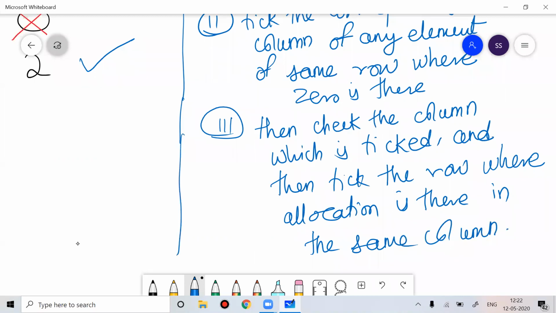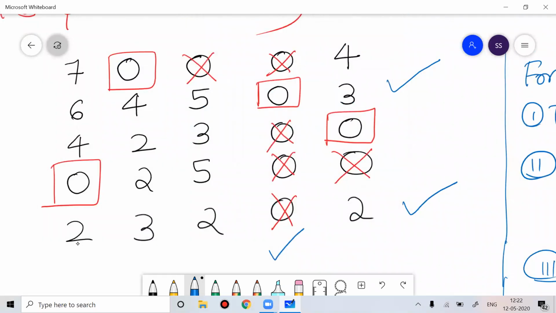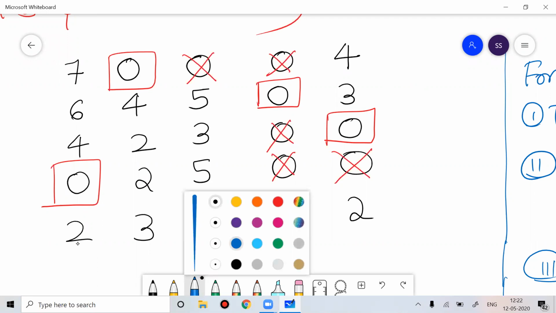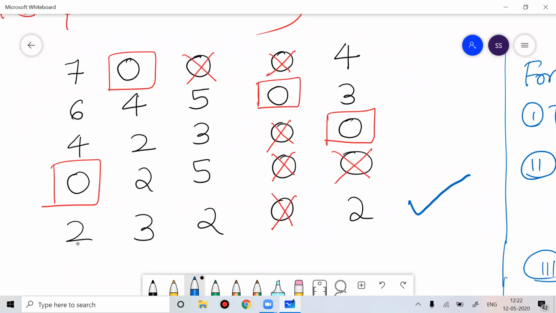So in the third step, I'm repeating the steps. In the first step, you have to see the row which is not allocated. Row 1 is allocated, row 2 is allocated, row 3 is allocated, row 4 is allocated, row 5 is not allocated. So tick that row which is not allocated. I have ticked that row, row 5.